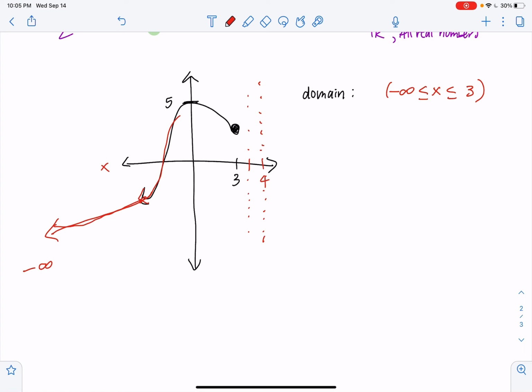Just like that. But notice how if I were to change this circle and I made it an open circle, we would have to go back to here and take the equal sign, like the little line underneath, away, because it can no longer equal 3. It can be 2.99, it can be 2.99999, but it can never be 3 because there's now a hole here. And so that's how the domain would be in this case.